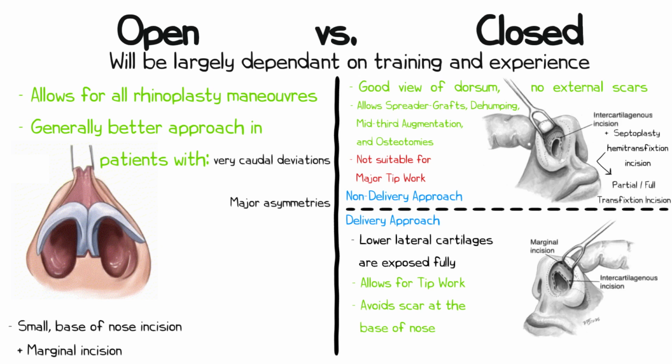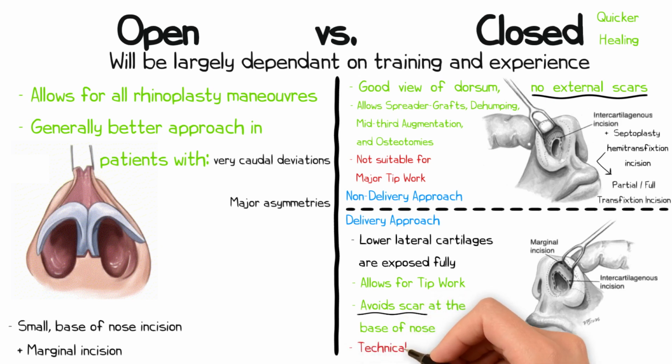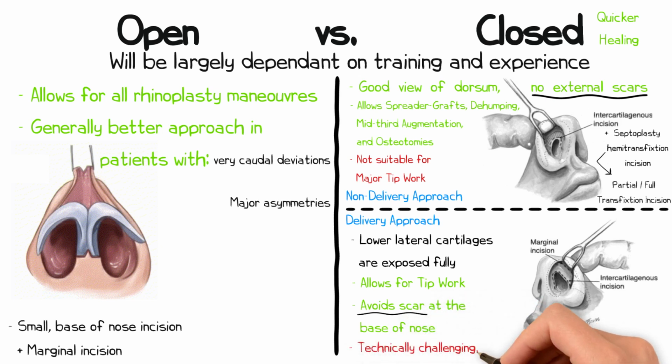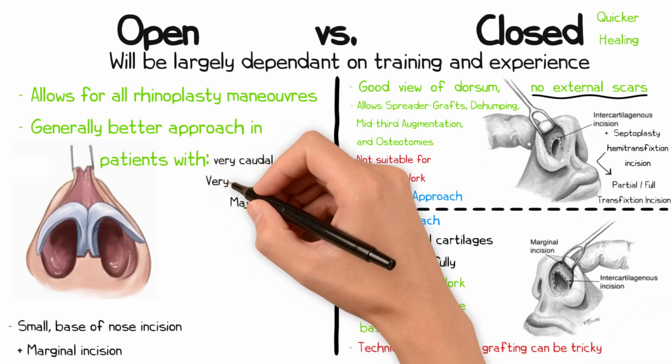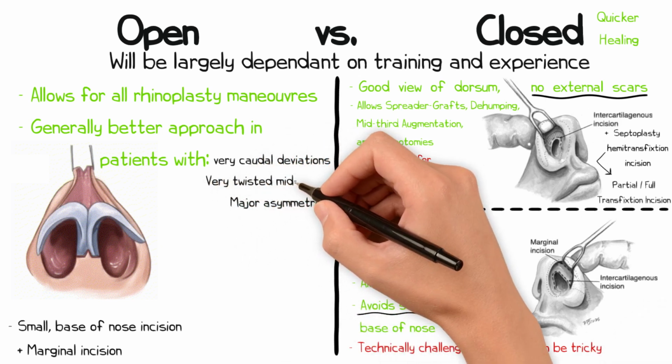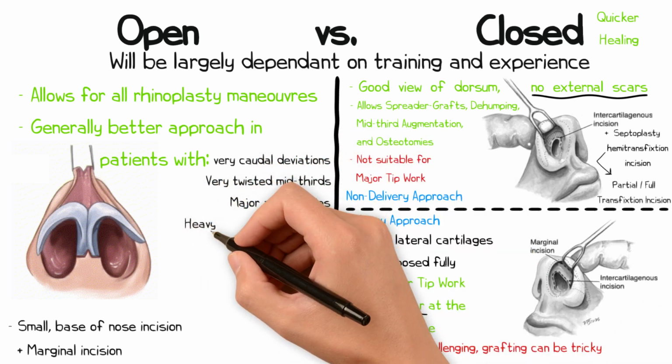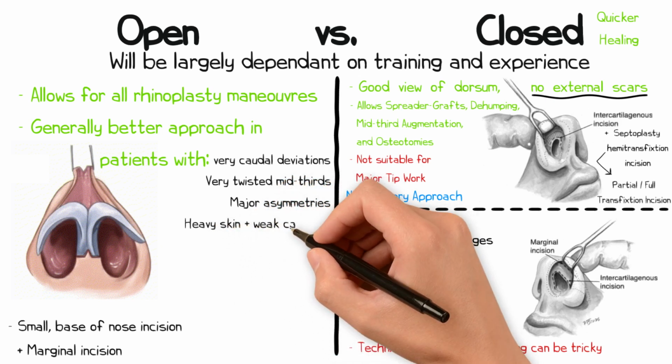In terms of the closed approach, there is no scar and in general quicker healing, particularly if no tip work has been carried out. However, particularly in delivery surgery, it is more technically challenging and grafting can be more tricky. In patients with very twisted mid-thirds, large tip asymmetries, heavy thick skin and weak underlying cartilage, a closed approach may not be most suitable.